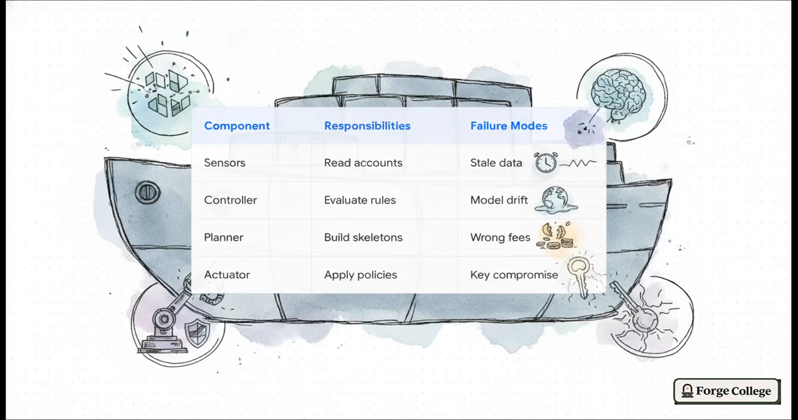Looking at this grid of components and their typical responsibilities, you can really start to see why this separation of powers is so vital. By isolating the sensors, controller, planner, and actuator, we drastically minimize the blast radius of any given failure. If an RPC node goes down and a sensor gets stale data, yeah, it might pause our system, but it's not going to permanently break the controller's underlying logic or cause model drift. You isolate the failures so a single hiccup doesn't sink the entire ship.